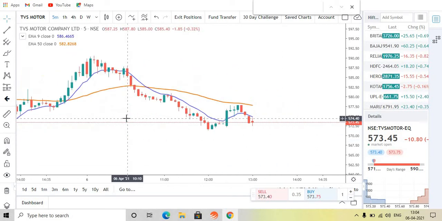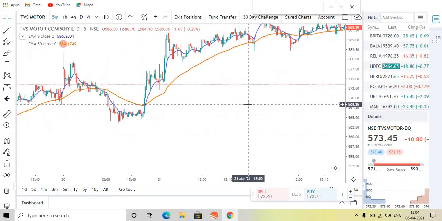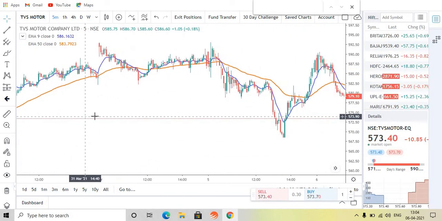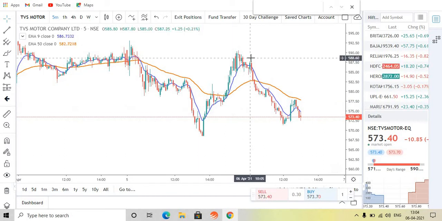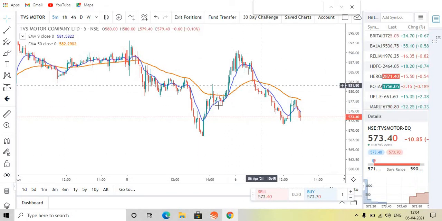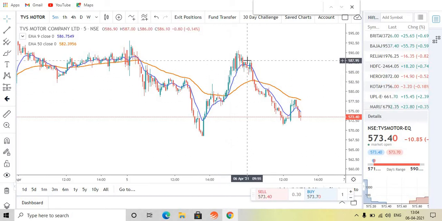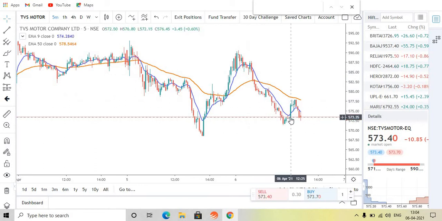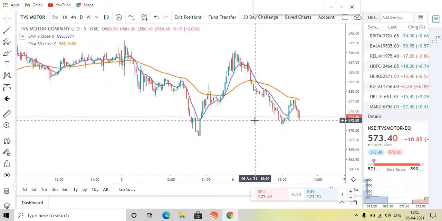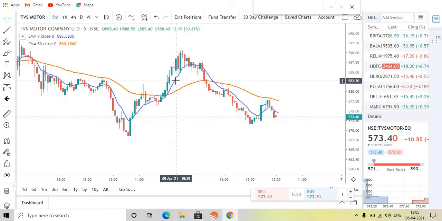So how to identify whether it is an uptrend or downtrend? The simple thing is when the moving average is crossing the 50 period moving average, the red color line. When the blue color line is crossing the red color line from below, it is an uptrend. When the blue color line is crossing the red color line from the top, then it is a downtrend.